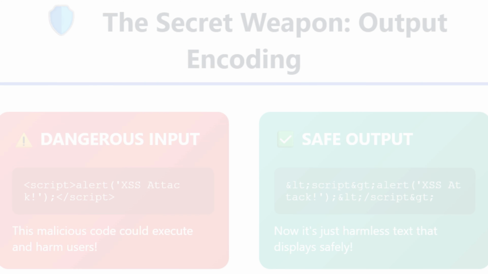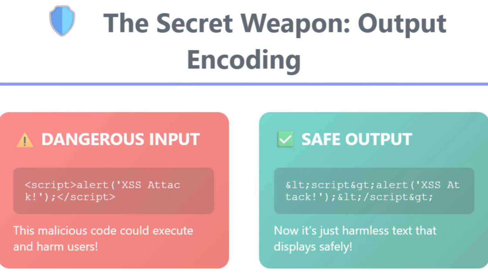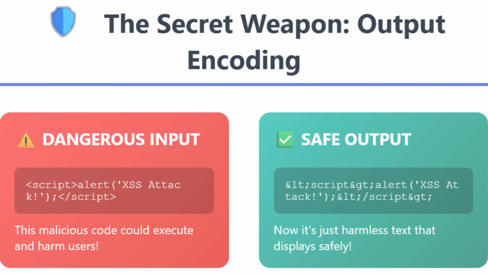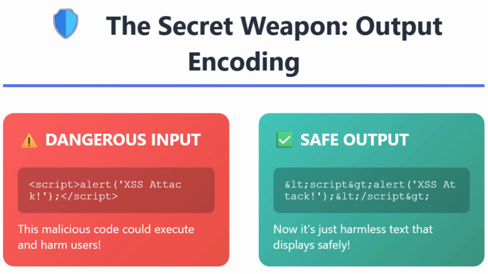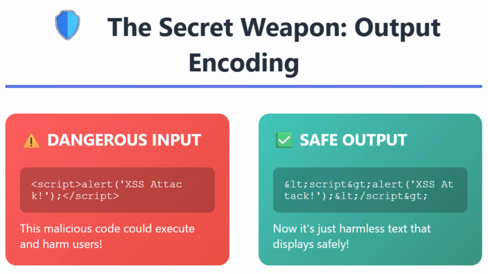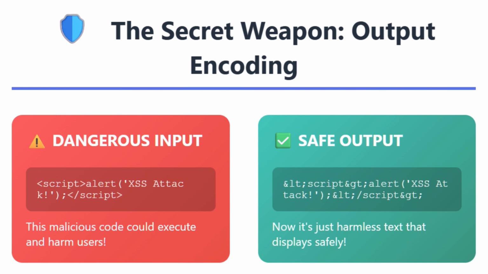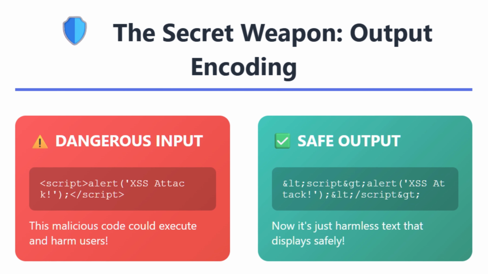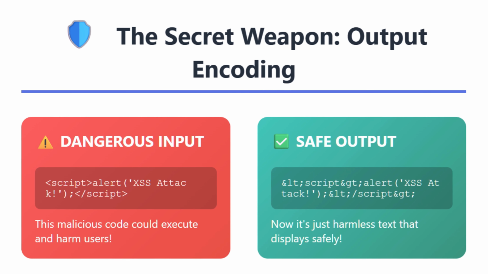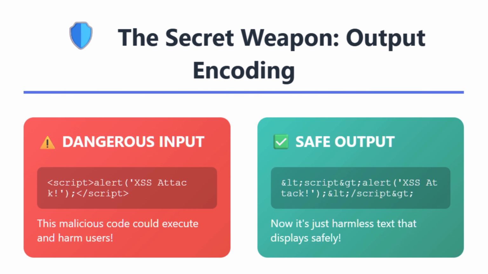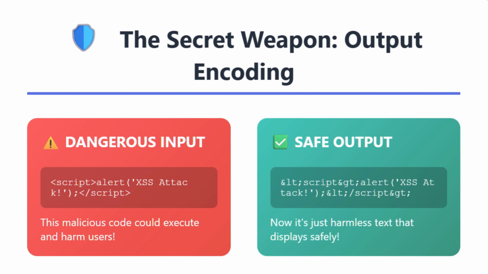So how do we stop these attacks? The secret weapon is output encoding. When users submit dangerous input like script tags, we convert those special characters into safe HTML entities. The less than symbol becomes &lt;, and the greater than symbol becomes &gt;. This ensures these elements are displayed as harmless text rather than being interpreted as executable code.